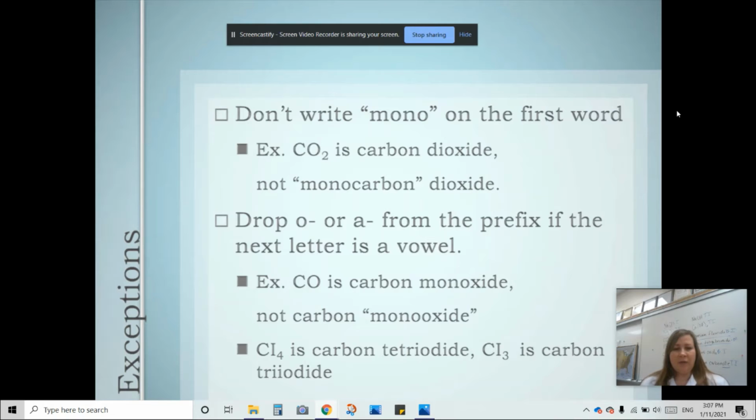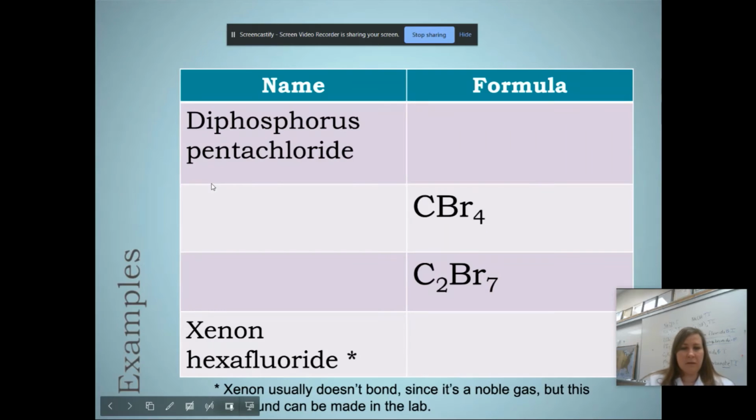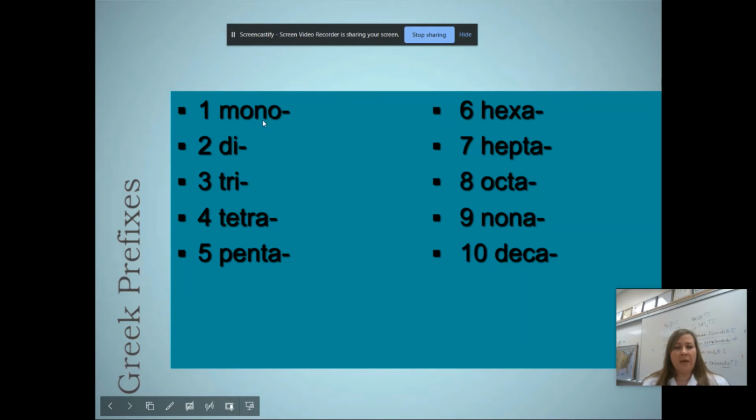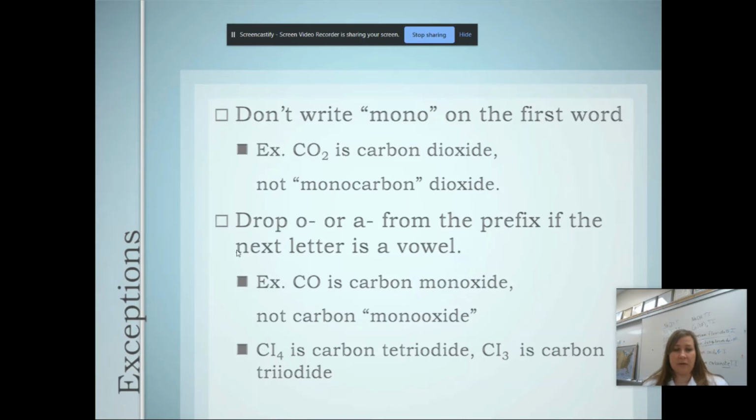The second exception is that we drop the O or the A from a prefix if the next letter is a vowel. Now let's go back to those prefixes and see when that's going to happen. Here's an O, mono. Di and tri, we're not going to drop any letters, but tetra, penta, all of the ones that end in A or O, we're going to drop those letters. So we drop the O or the A from a prefix if the next letter is a vowel.